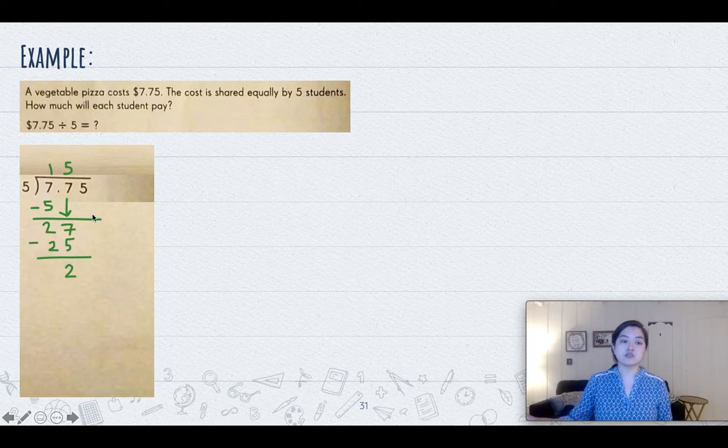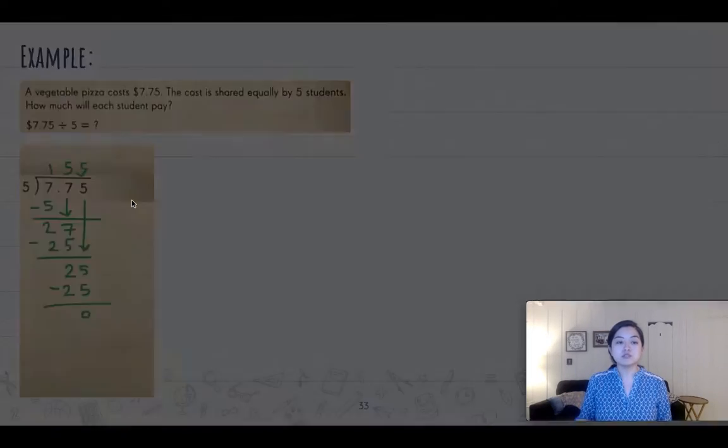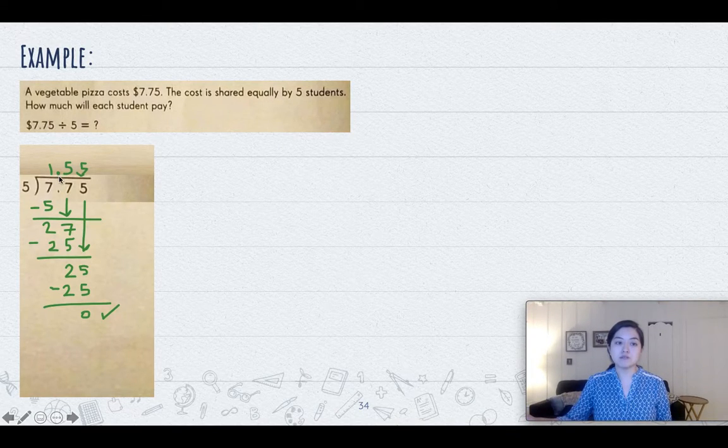And then I get 2, but now I'm going to drop the 5. So 5 times what gets you 25? It's 5. So I'm not done yet, right? Because again, I was ignoring my decimal point as I was working on the problem. So now I'm going to just put it vertically up in that same spot here. So 7.75 divided by 5 is 1.55. So each student will pay $1.55.